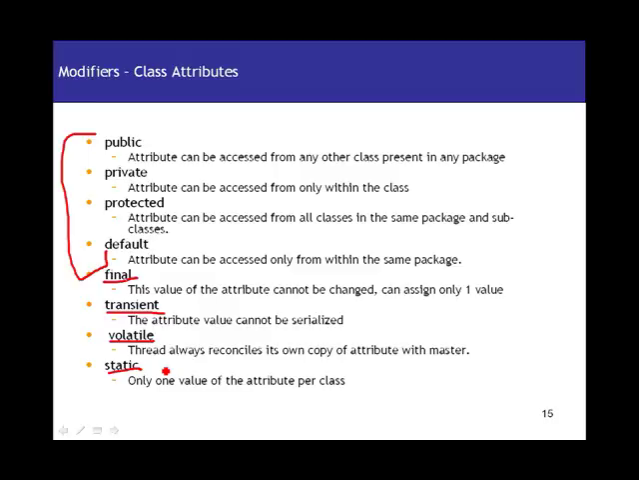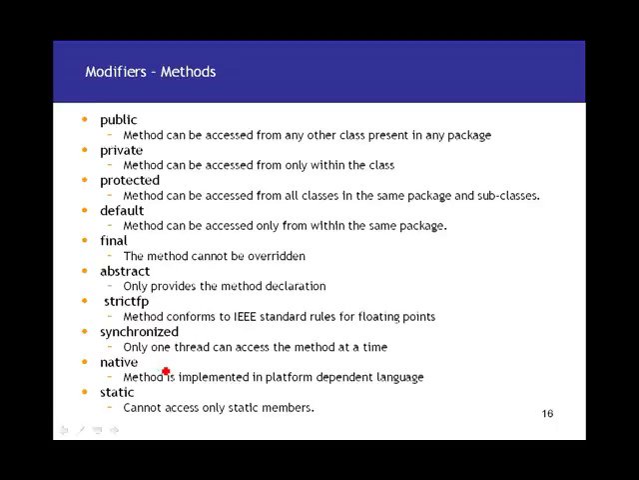So this is about the class attribute modifiers. Next, methods. There are a lot of modifiers which you can apply to a method. So you have all the four access modifiers which we've already discussed, and we know what it is all about, so there's no need to discuss these access modifiers. Coming to the non-access modifiers, when you say final, you mean that the method cannot be overridden.